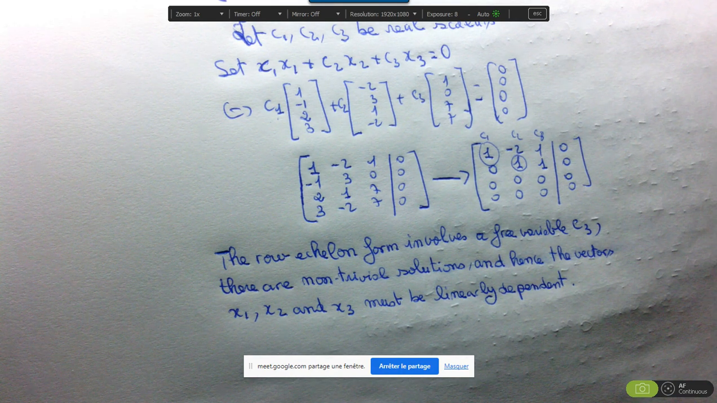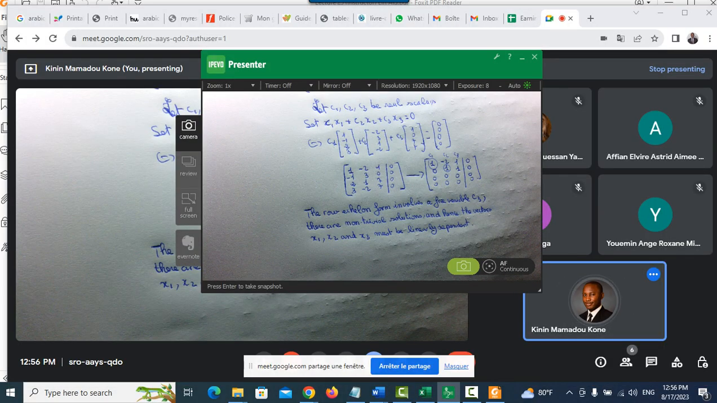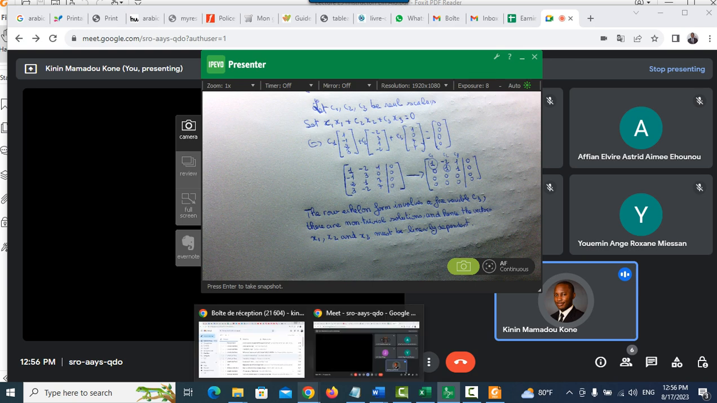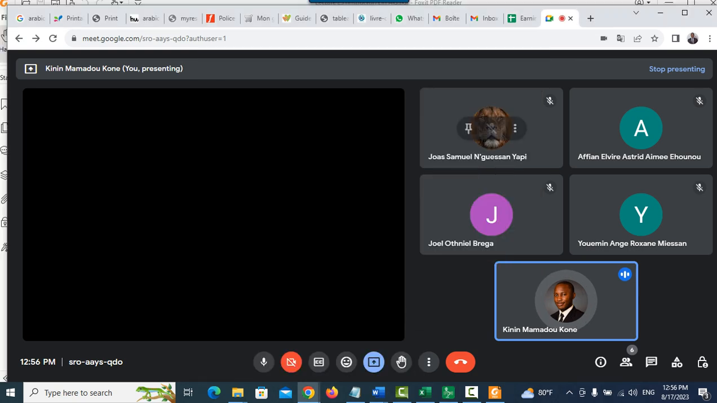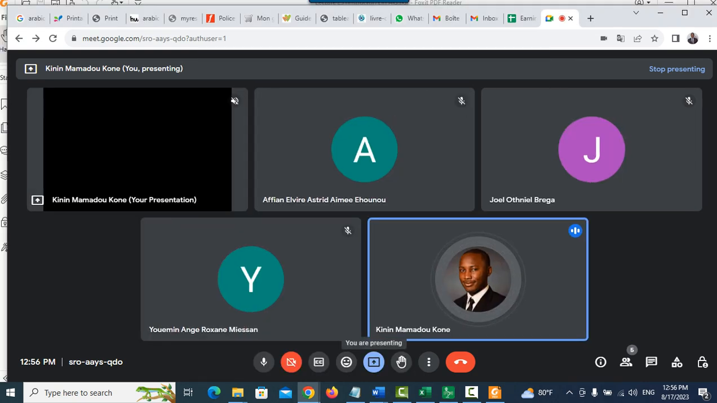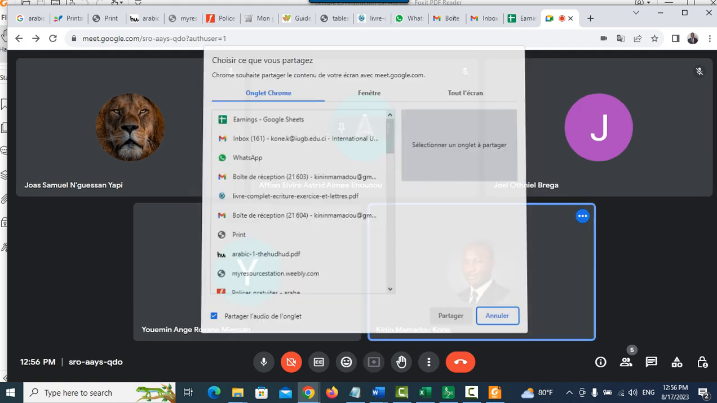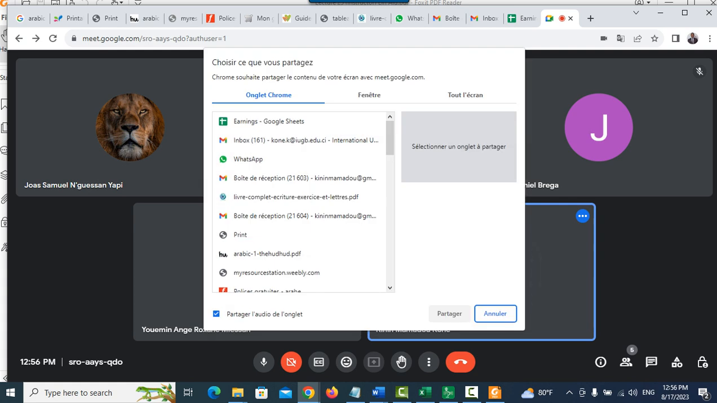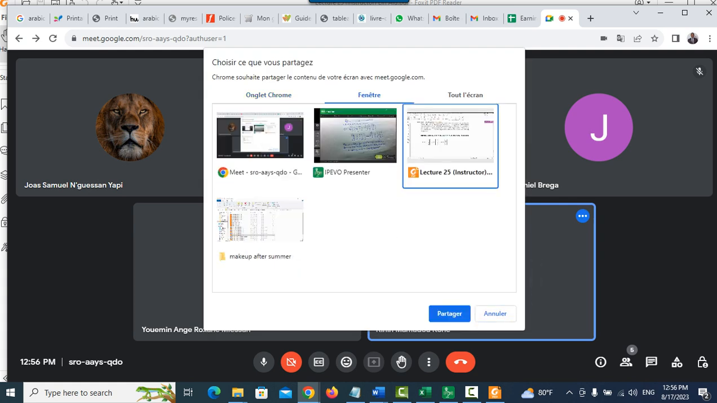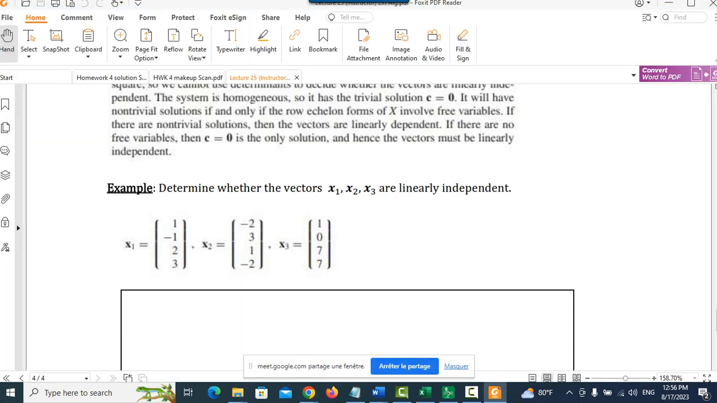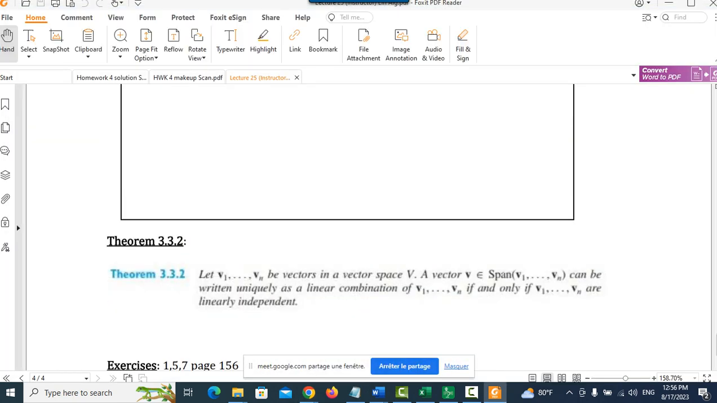Alright, so that was about the concept of linear dependence and independence. I think that there is one more passage that we need to cover. So that's the example that we have done.